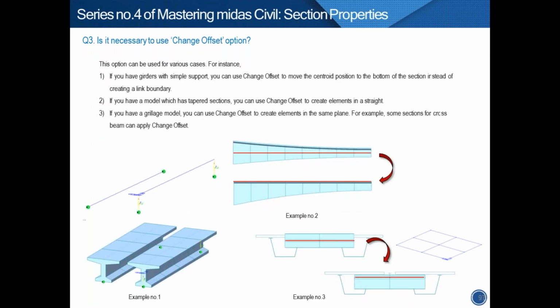So this is some example using change offset. You can use change offset to avoid creating an additional link between the girder, or to avoid the graphical issue for the balanced cantilever bridge. And also you can use the change offset option to make the girder model in the same plane, to get more proper results from the analysis.